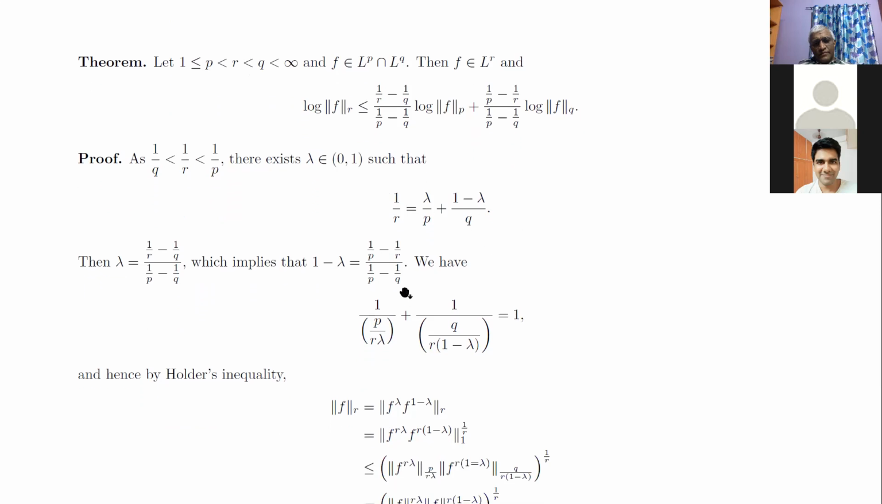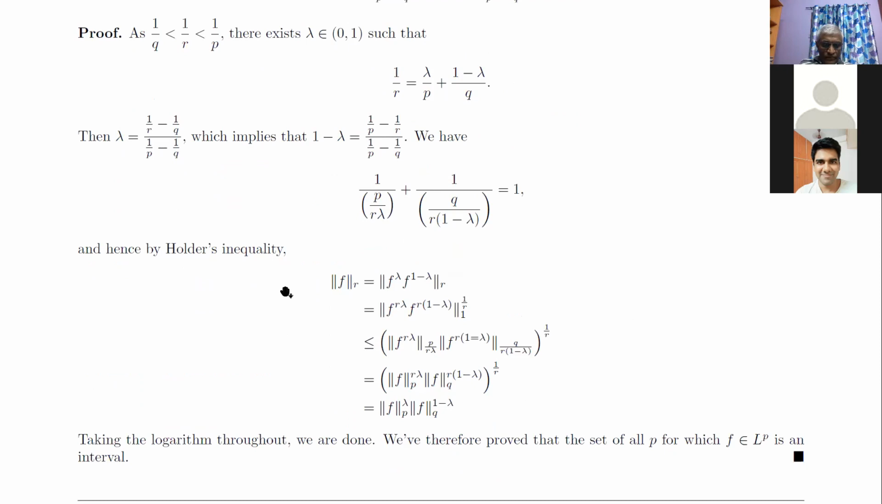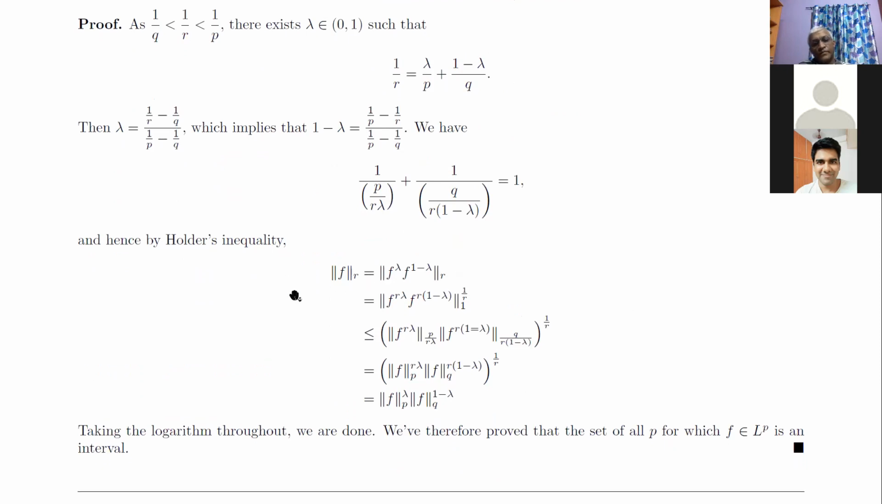One interesting point to note here is that (r/p) times lambda plus (r/q) times (1 minus lambda) is equal to 1. In some sense, these two are Holder conjugates of each other, and so this gives a reason to apply Holder's inequality. On applying Holder's inequality, what we get is that the rth norm of f is, we'll just write it as lambda plus 1 minus lambda.